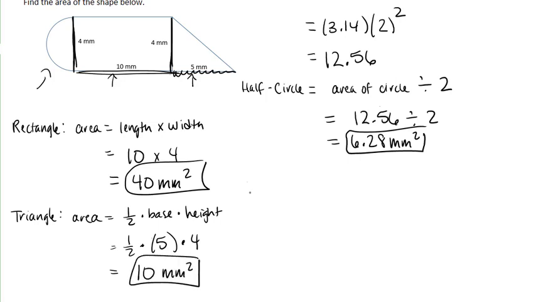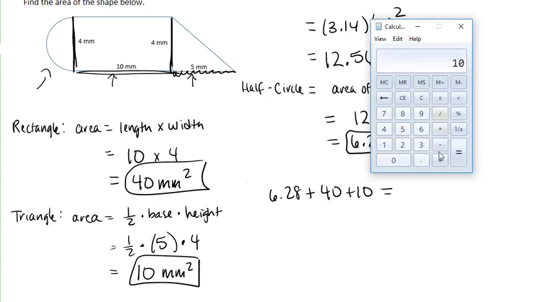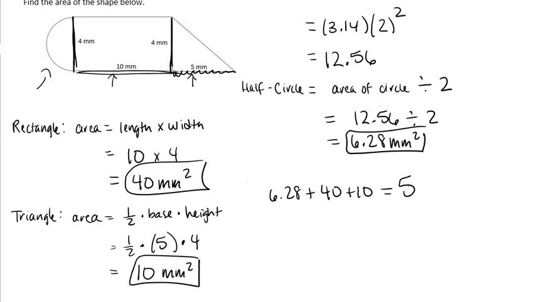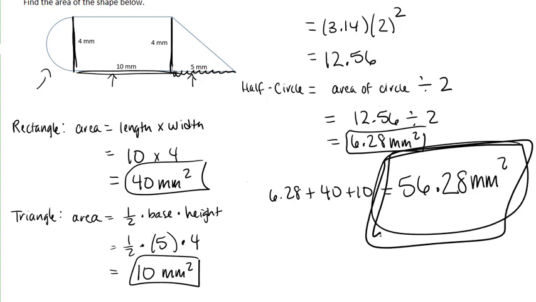And then the total area of this whole shape is by adding all of them together. So we have 6.28 plus 40 plus 10. And we get 56.28 millimeters squared. And this would be the area of the shape above.